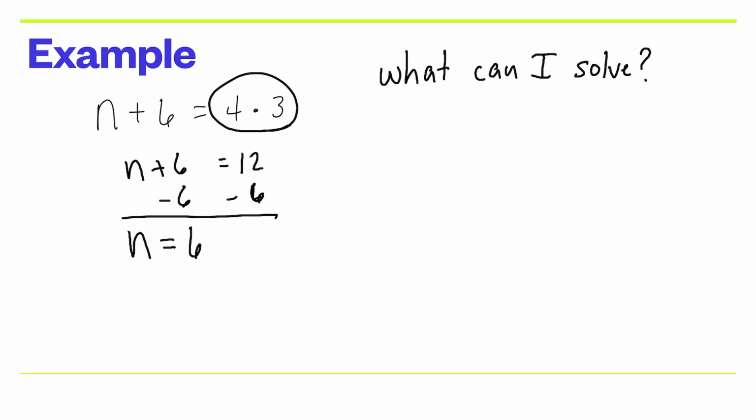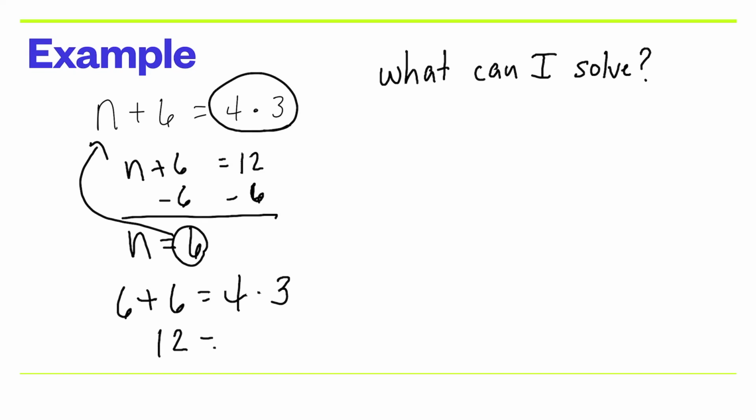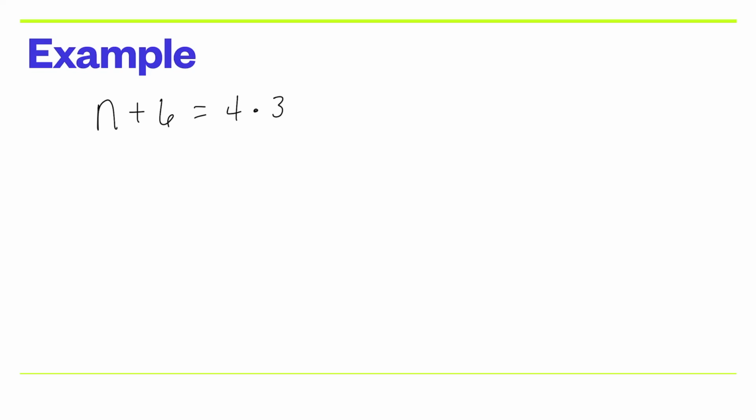And I'm going to substitute that in. So I have 6 in place of my n, and I have 6 plus 6 is equal to 4 times 3. And I'm going to get 12 is equal to 12. And there you go.